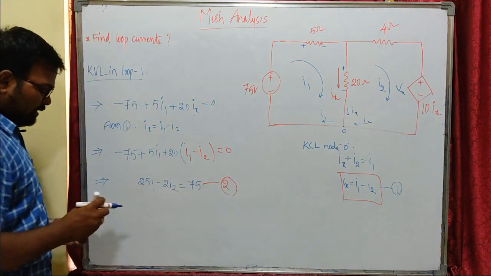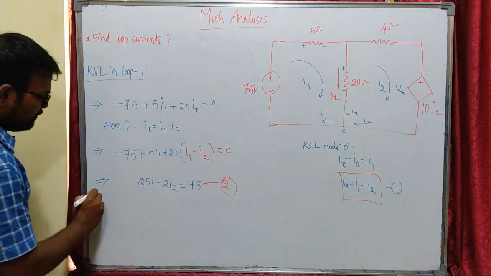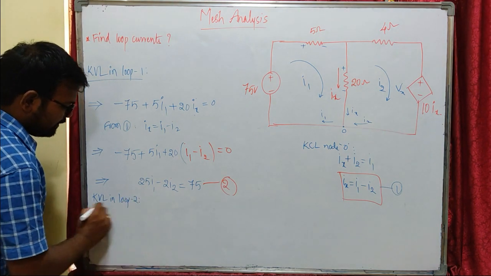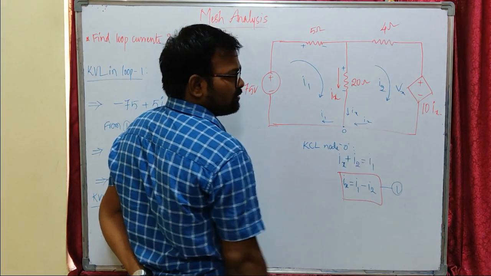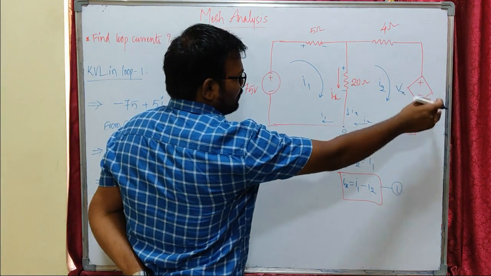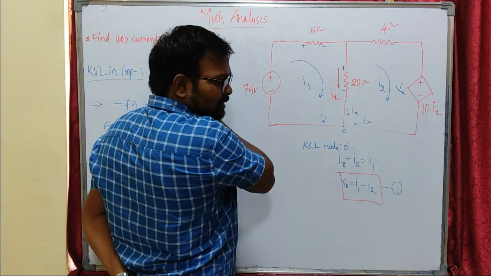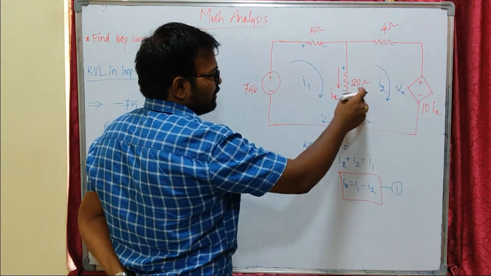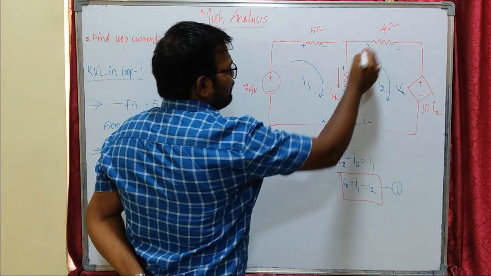Next we have to apply KVL in loop 2. I hope you are getting some sense. Let us start from this voltage source. The starting terminal is positive, so plus 10 Ix. With respect to the 20 ohms resistor, that will be 20 into minus Ix, because Ix is in the downward direction and we are assuming the current I2 in the upward direction. So that will be minus 20 Ix, and then plus 4 I2.